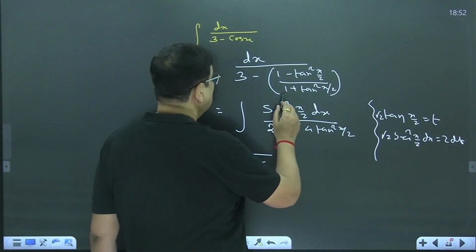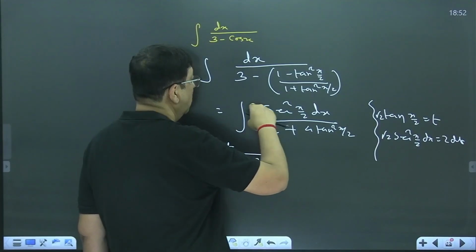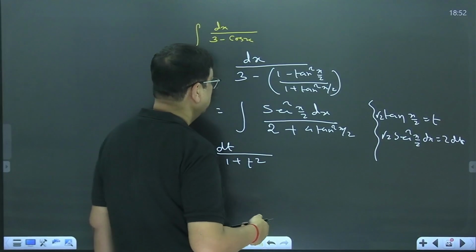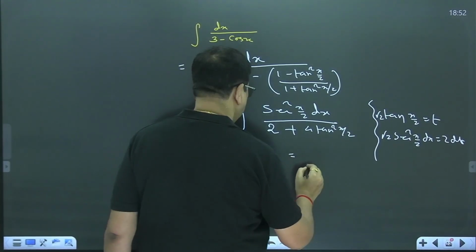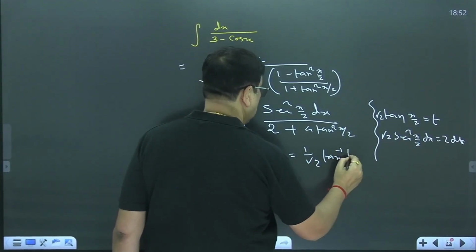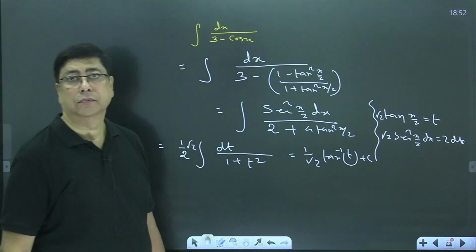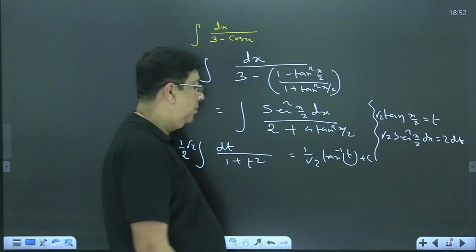So let us check once. 3 minus 1 is 2, and 3 tan square plus tan square, absolutely right. Therefore, we are writing here 1 by root 2 tan inverse t plus c. The sum is over. Okay everyone, let us go to the next sum.